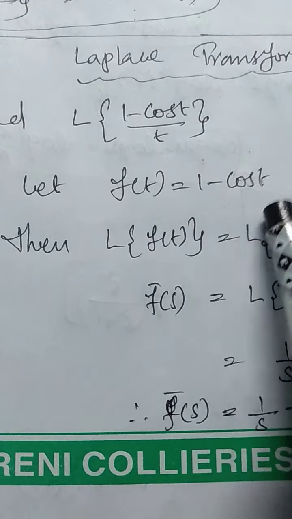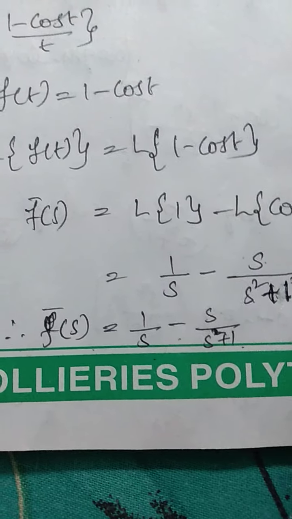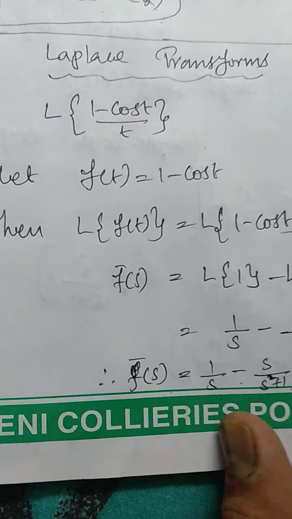The Laplace transform of a sum is equal to the sum of the Laplace transforms. The Laplace transform of 1 is equal to 1 by s. The Laplace transform of cos t is equal to s divided by s square plus 1 square. It is in the form of the Laplace transform of cos at, which is equal to s divided by s square plus a square. Here the coefficient of t is 1, so we can write s divided by s square plus 1 square. Therefore f bar of s is equal to 1 by s minus s divided by s square plus 1.